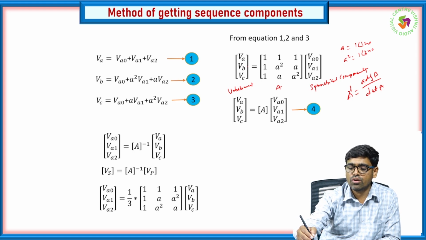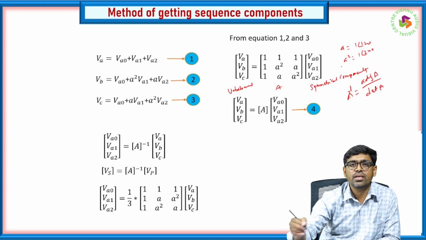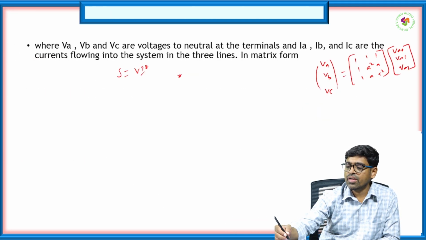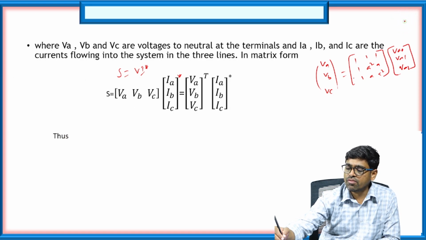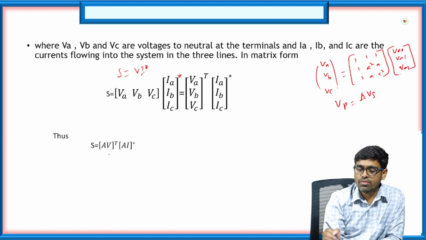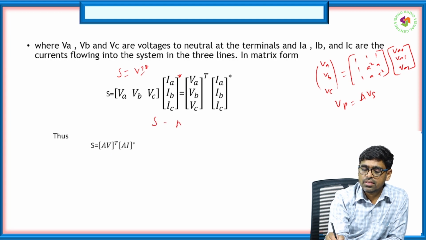This is the unknown unbalanced quantity, and we are presenting it in symmetrical quantities, which gives us this relation. This quantity is VP, and we are saying that it equals A times VS. From this relation, we can write S equal to, in place of VA VB VC whole transpose, A into VS whole transpose, into IA IB IC.